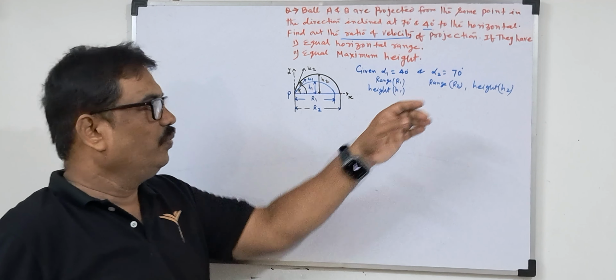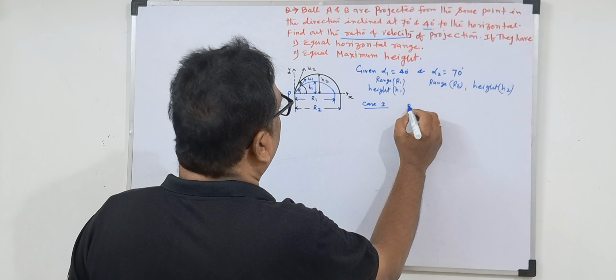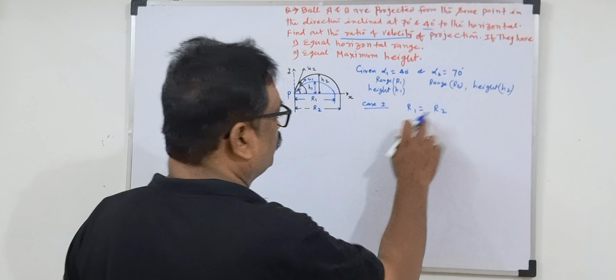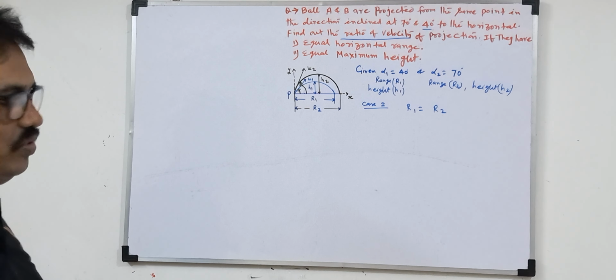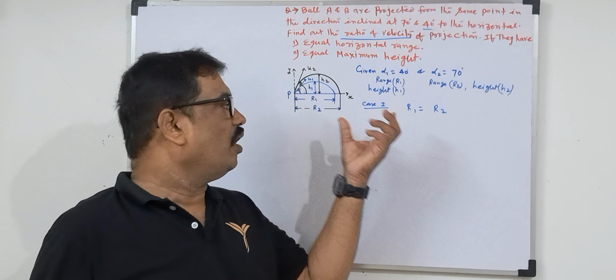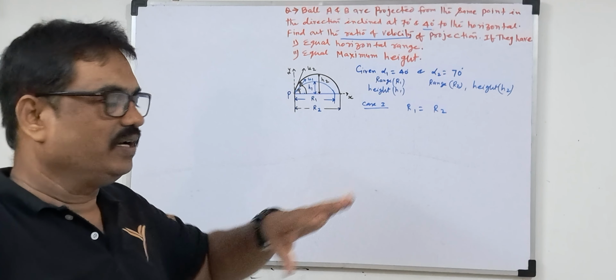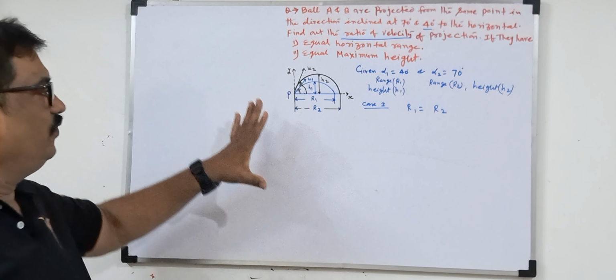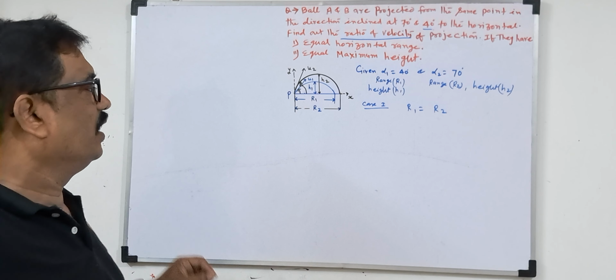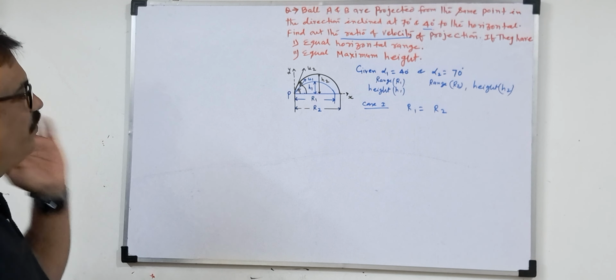So first case, what are they asking? In case 1 they are asking, if the range is equal, R1 equal to R2. So we need the range formula. In the previous video, on how to remember the range formula and the height formula, I gave a trick. Only 4 formulas are there. If you can remember one formula, you can easily get all the formulas. So again I will give a little highlight of this.